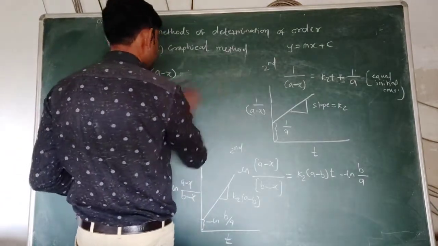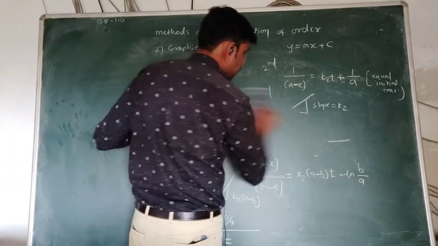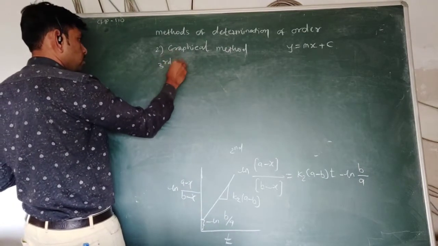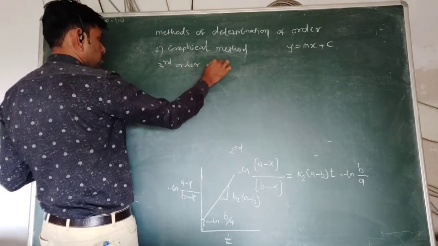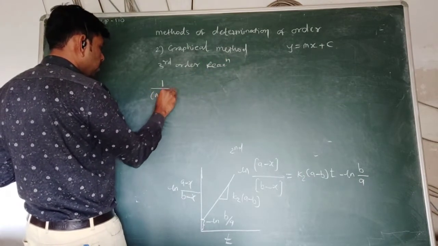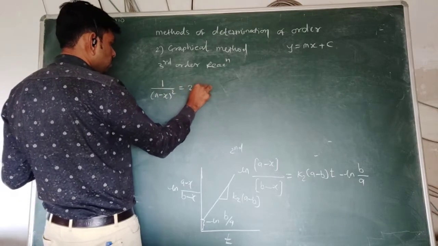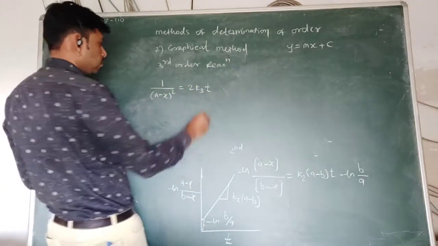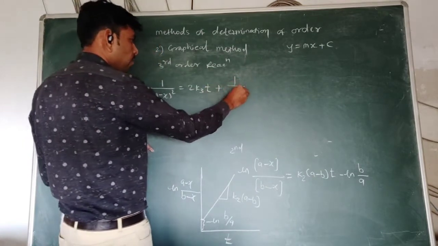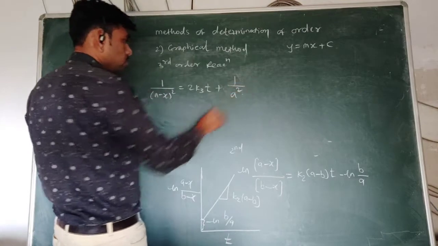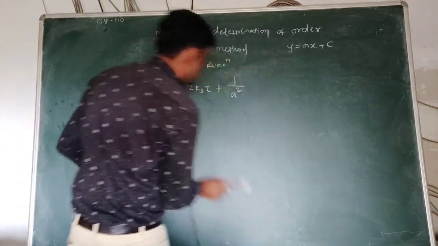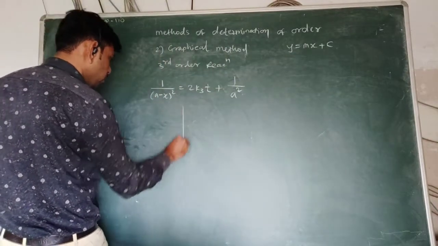See the third order reaction. For third order reaction, we obtain 1 upon (a minus x) square equal to twice k3 into t plus 1 upon a square. We then obtain the graphical representation for the third order reaction, and from this graphical representation we come to know the value of the rate constant.